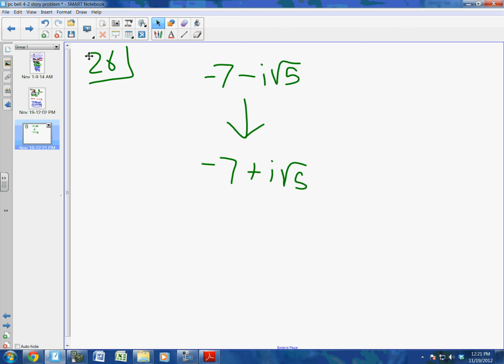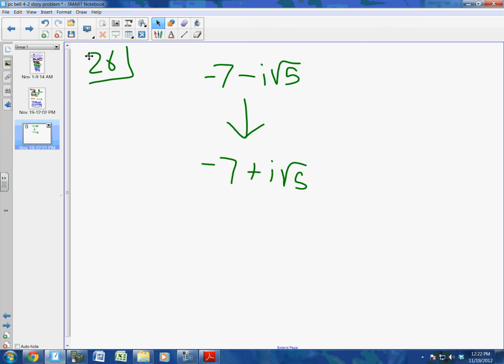You guys all know how to use the quadratic formula. Okay, I'm going to move on then. 38? We didn't do 38. 39? I did that one.